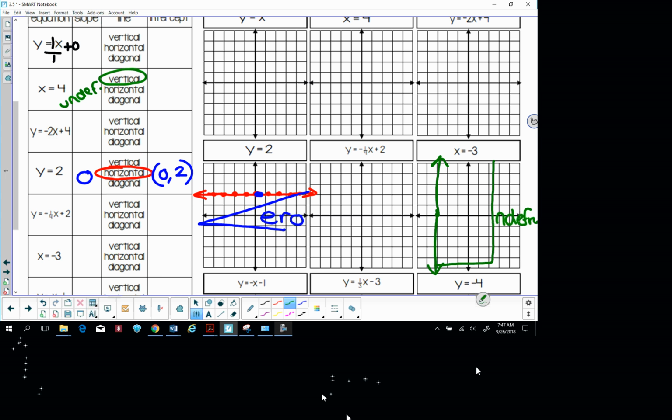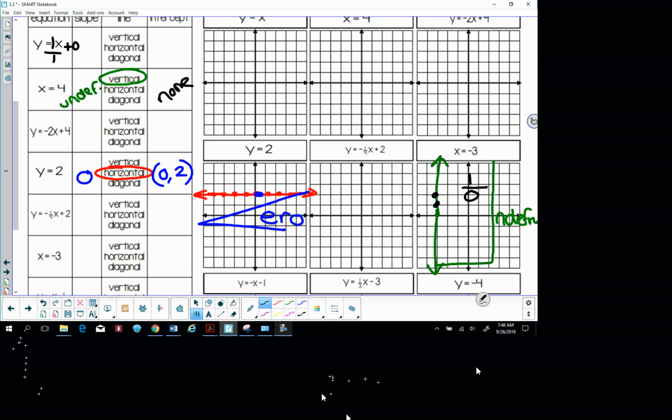Even if you didn't remember this, remember you can go rise over run. So if I went here to here, I would rise 1 and run 0. When you put that in your calculator, remember it says error. If you get error as your slope in your calculator, you know automatically it doesn't exist. It's undefined. Does that make sense? There is none. Because it doesn't cross the line.